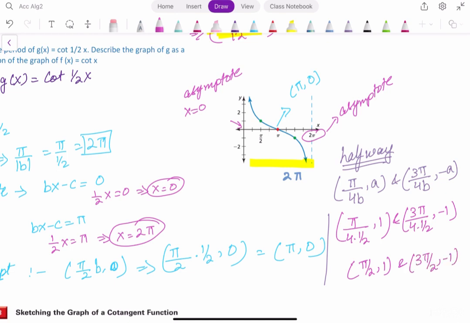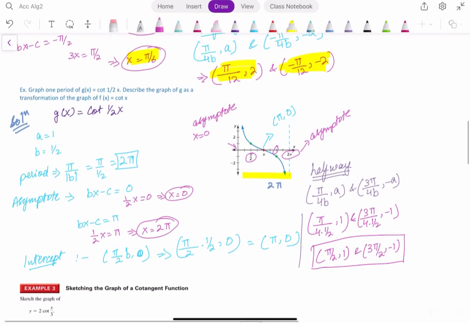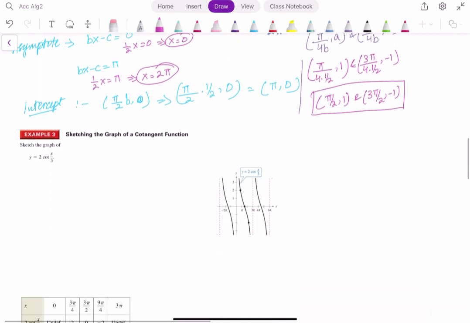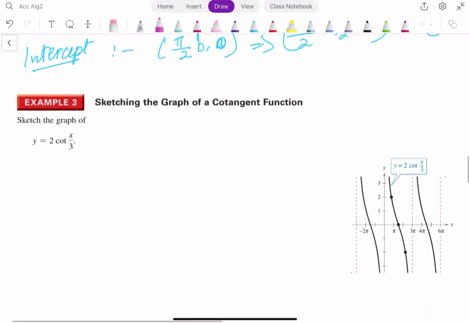And you can see from the graph at pi over 2 the maximum height the graph is reaching is 1, and at 3 pi over 2 the lowest point on the graph is negative 1. That is how we can graph the cotangent function and label it properly. Let's practice one more, and this time we will match the answers with the table as well.